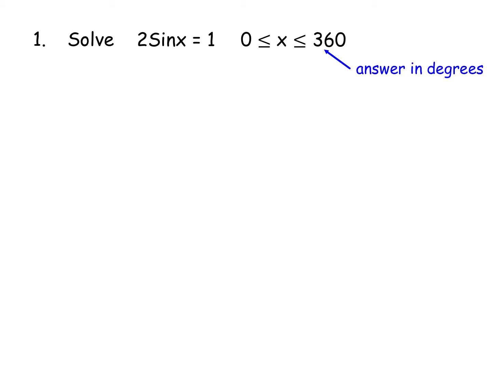So first things first, as with any trig equation question, you have to change the subject first and get it into the form sin x equals. So if I divide by 2, this gives me sin x equals 1/2. Now from your exact values, the 1/2 we should know without going to a calculator.